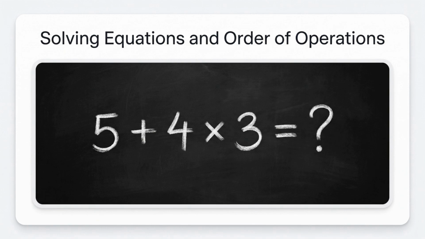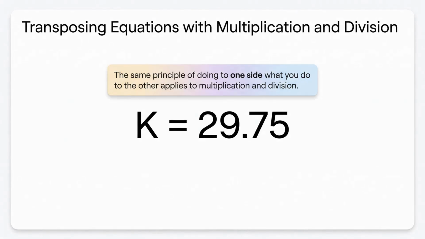Now, let's move on to transposing equations using multiplication and division. The core principle remains the same as with addition and subtraction. Whatever operation you perform on one side of the equal sign, you must perform on the other to maintain balance. This is the golden rule of algebra. It ensures that the equation remains a true statement throughout the solving process.